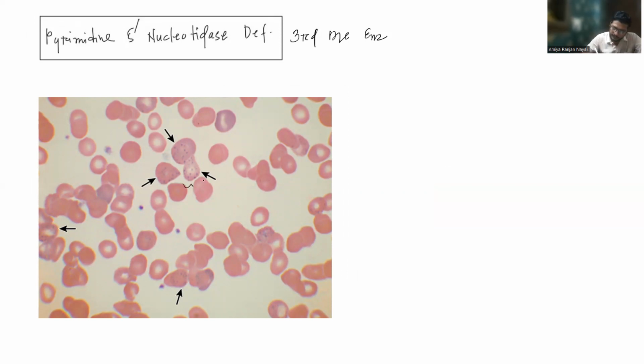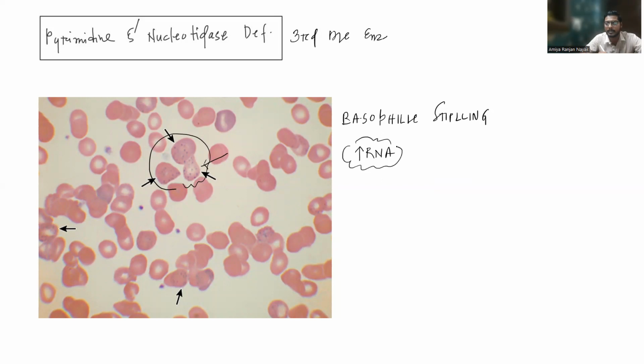A very peculiar finding you will get here. As you can see, there are bluish dots over the RBCs. These are known as basophilic stippling. So if pyrimidine 5' nucleotidase is deficient, there will be abnormal accumulation of RNA, and this will give the appearance of basophilic stippling. For the metabolism of RNA, we need this enzyme, and if it is not present, there will be abnormal RNA accumulation that will lead to formation of this basophilic stippling.